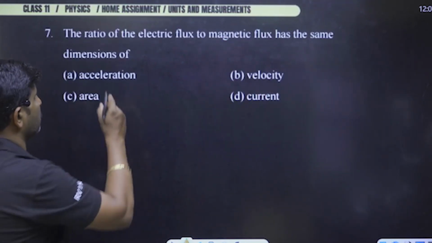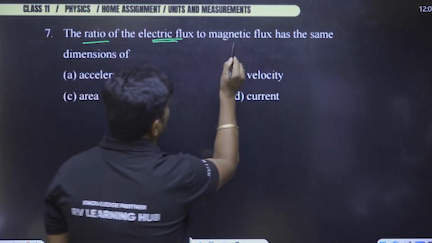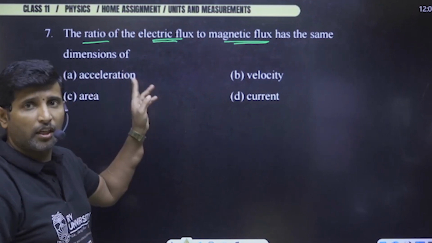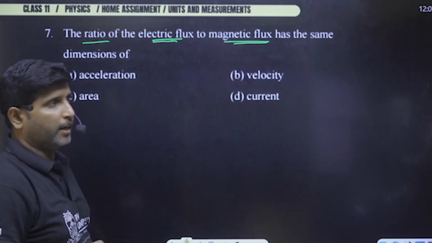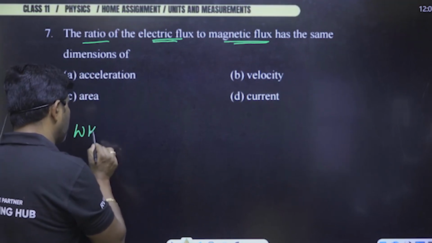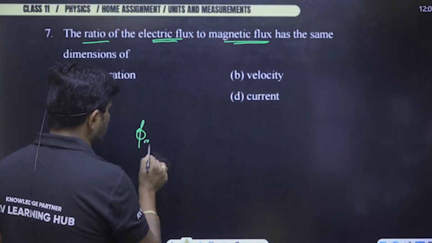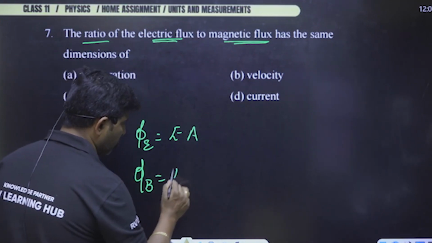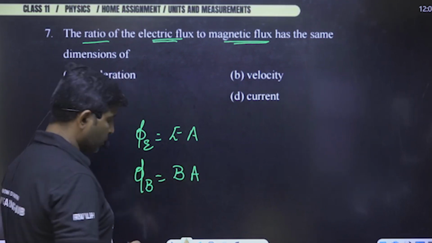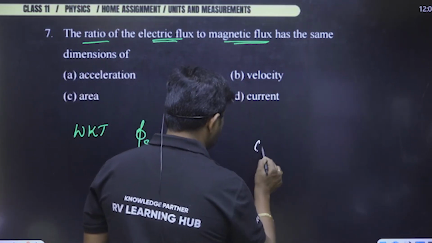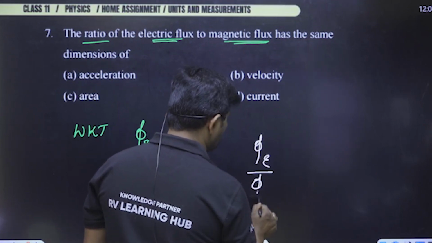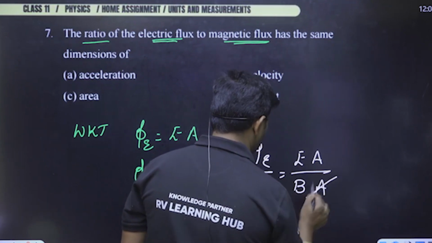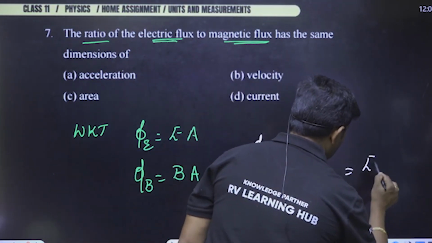What they are saying here. The ratio of electric flux to magnetic flux has the dimensions of acceleration, area, velocity, and current. Okay, let us calculate. We know that electric flux is nothing but E into A. Magnetic flux is nothing but B into A. Therefore, the ratio of electric flux to magnetic flux is equal to E into A divided by B into A. A will get cancelled. So, we will get E by B.